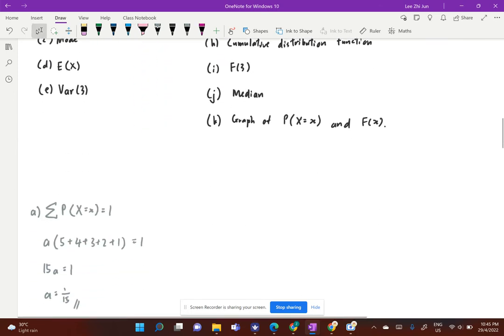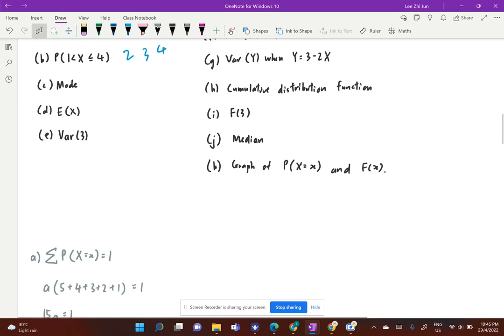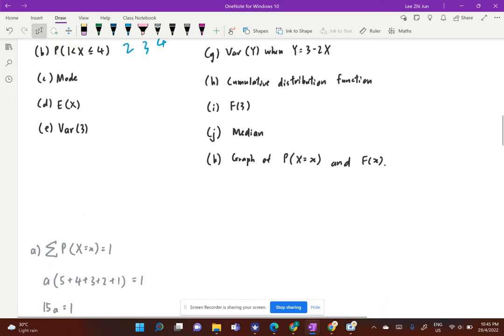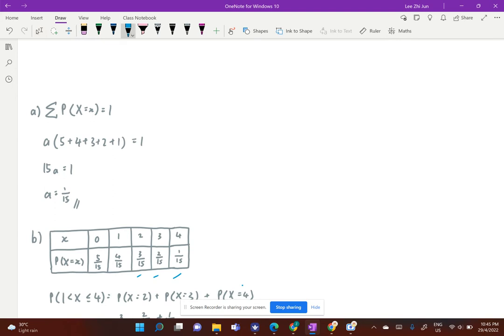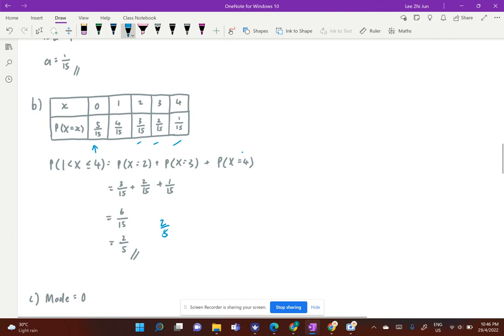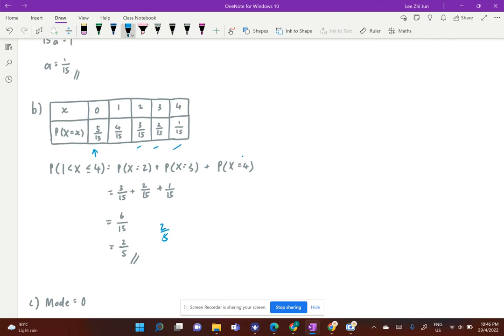C is the mode. That's why I wanted to construct this table. The mode has the largest probability. As you can see, the mode is 0, because 0 has the largest probability.